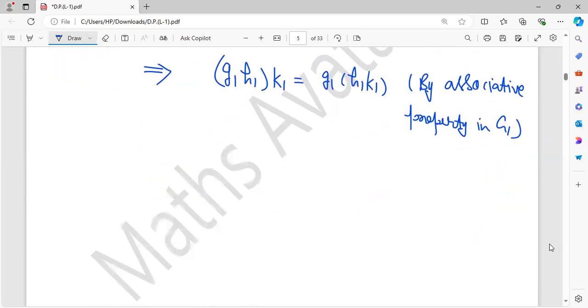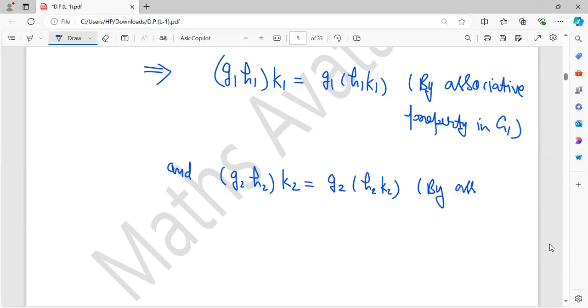Okay. And g2(h2k2) is equal to (g2h2)k2 by associative property in G2. Okay.